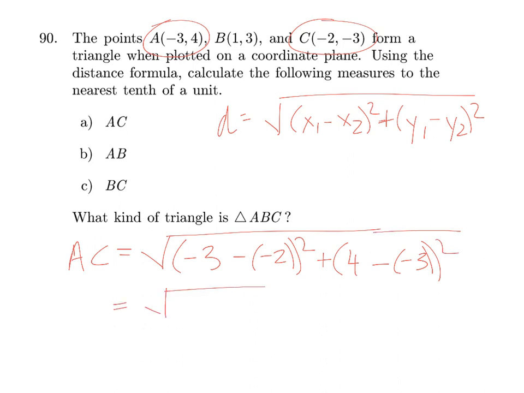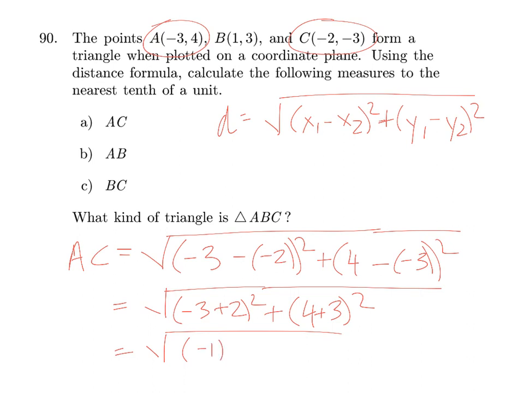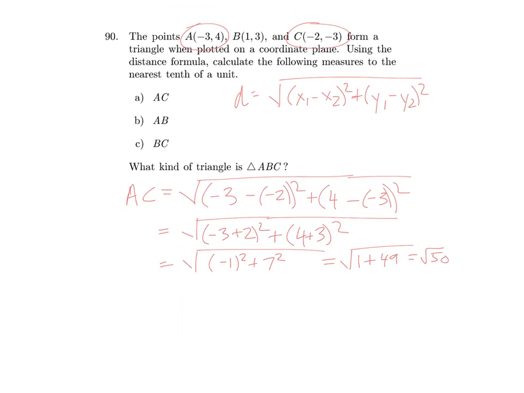So I have negative 3 plus 2 squared plus 4 plus 3 squared. So I have negative 1 squared plus 7 squared. 1 plus 49, which is the square root of 50. And that breaks down to 2 times 25, 5 times 5. So I have a pair of 5s, so it's going to be 5 square root of 2. So that is equal to 5 square root of 2.